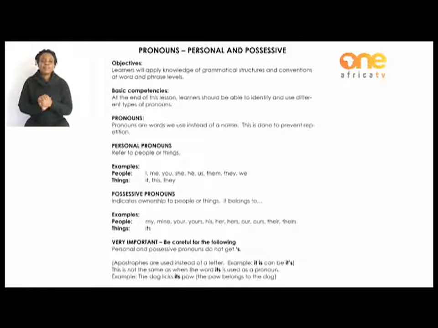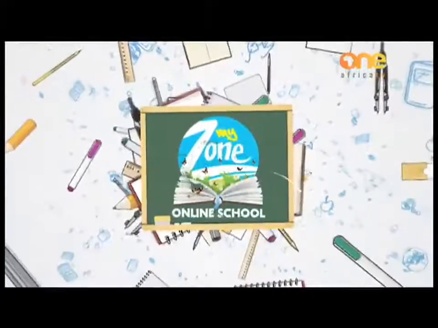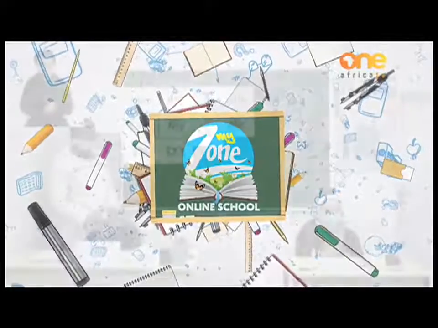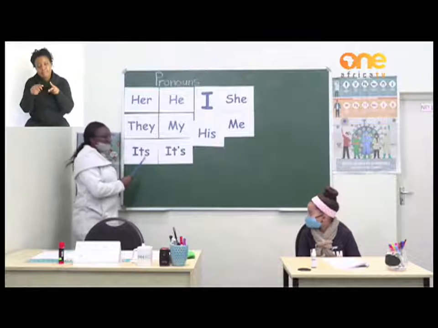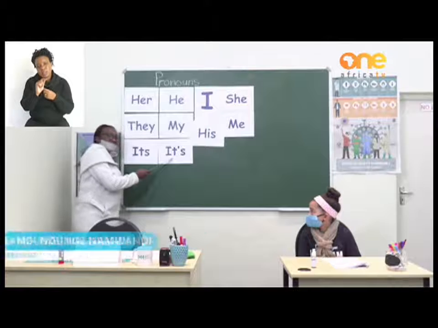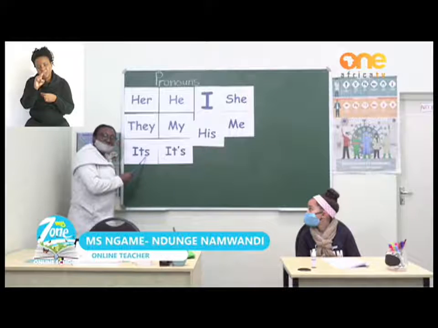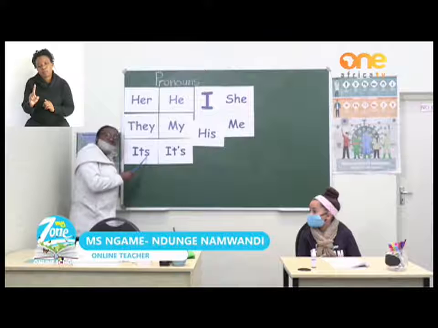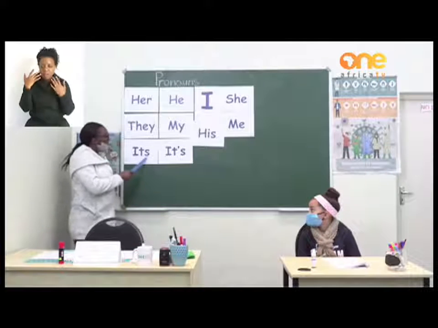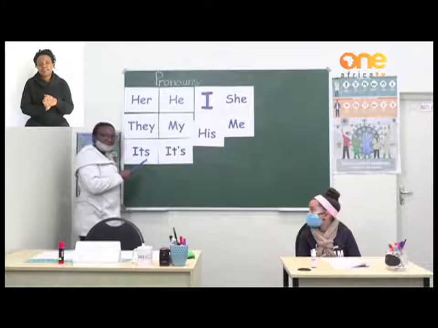Now, very important, I just want to make something very clear because we confuse its with an apostrophe and its with belonging. Now, let us look on the chalkboard. I am going to explain the difference between the two. Its without an apostrophe and it's with an apostrophe. Its without an apostrophe shows possession. What does that mean? It means that something belongs to a thing. For example, the cat is licking its tail, okay?